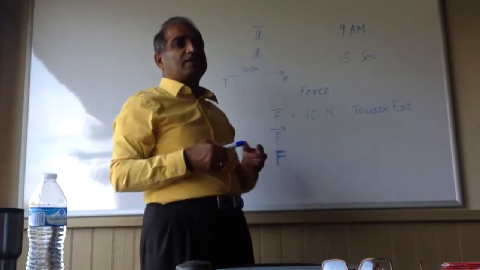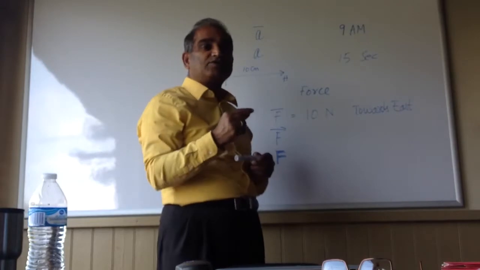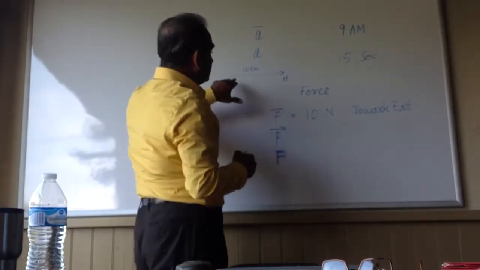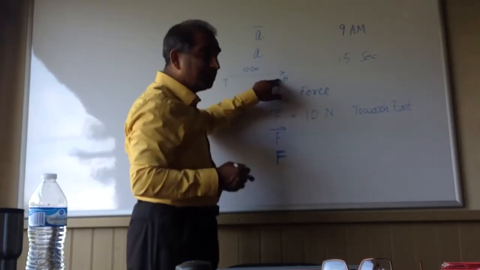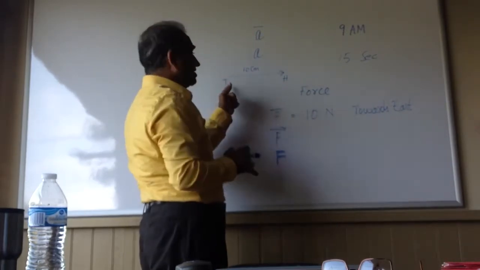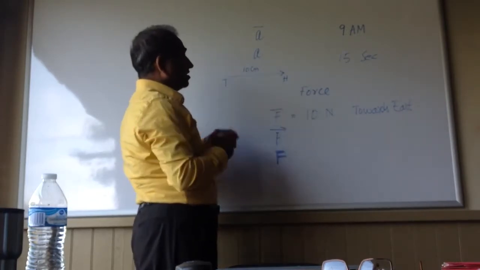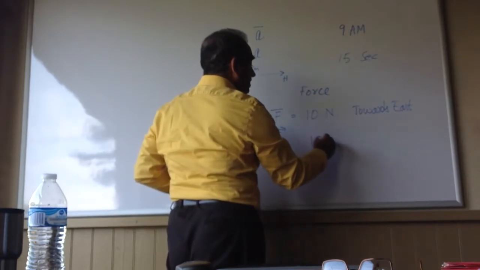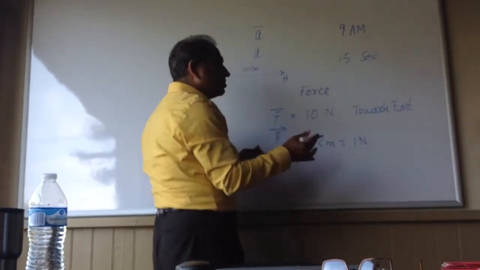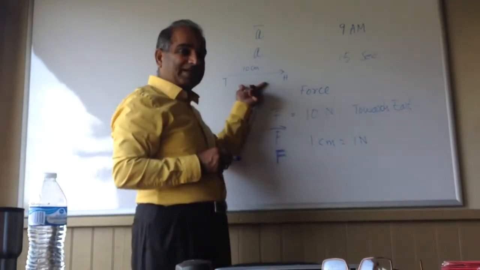Yes, you can do that. But you have to write the scale there, that 1 centimeter corresponds to how many newtons. So for example, in this case, if I say this is 10 centimeters, then this is 10 newtons, this is 10 centimeters. So 1 centimeter equals 1 newton. That's how the scale should be represented. So this is the graphical way of representing a vector.